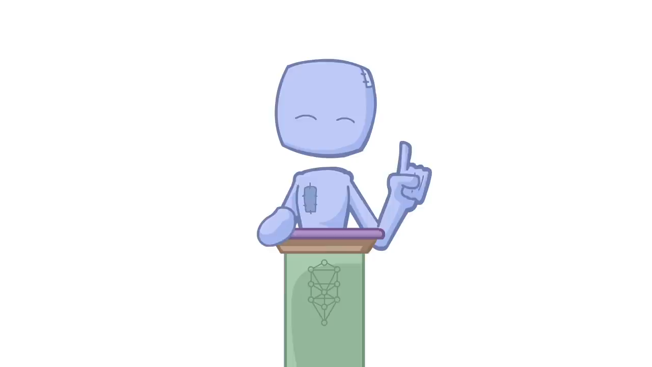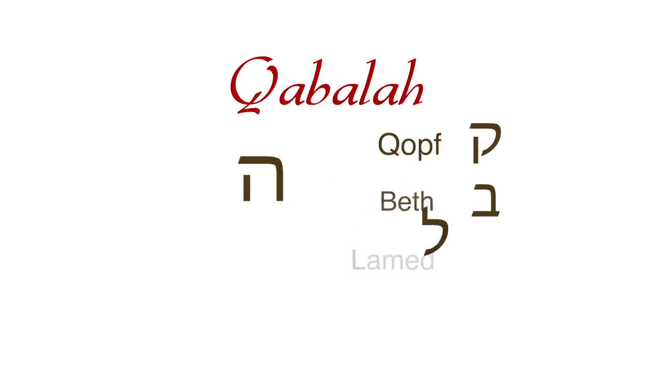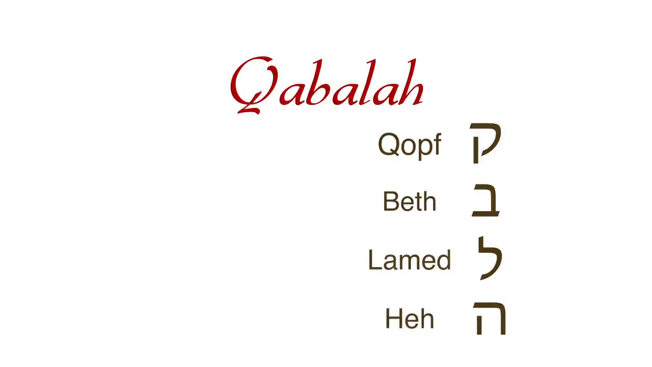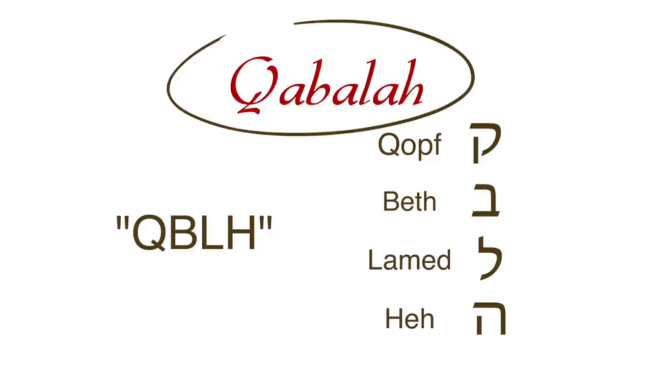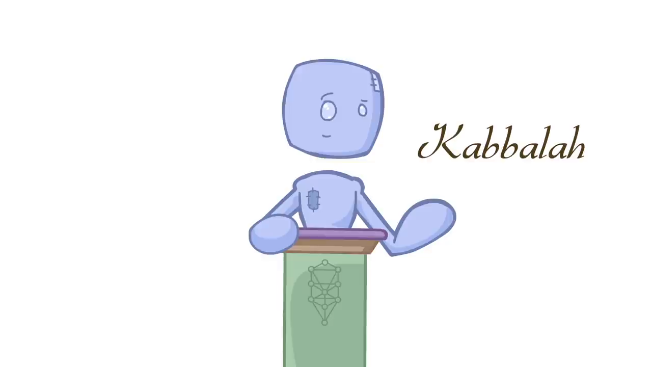In the traditional Hebrew spelling, Qabalah is translated to the letters Kuf, Bet, Lamed, and He. In English, this sort of translates to QBLH, as there are no vowel letters in the Hebrew alphabet. These four letters together are pronounced Qabalah. However, the most common traditional Hebrew translation of Qabalah is the version with a K.